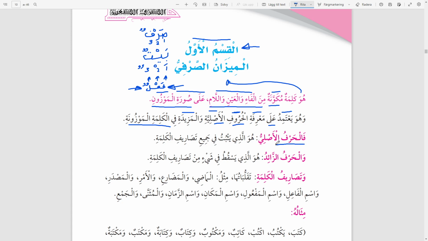فالحرف الأصلي, so then the original letter هو الذي يثبت, it is what is established or is always there, it stays put in all the forms of the word. والحرف الزائد, and the added letter, it is what is not included, I mean, it disappears, it goes away in some, في شيء, in some of the forms of the word.